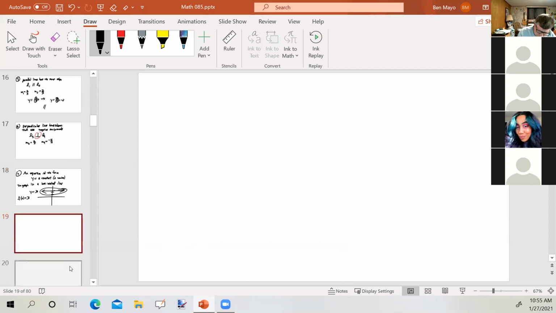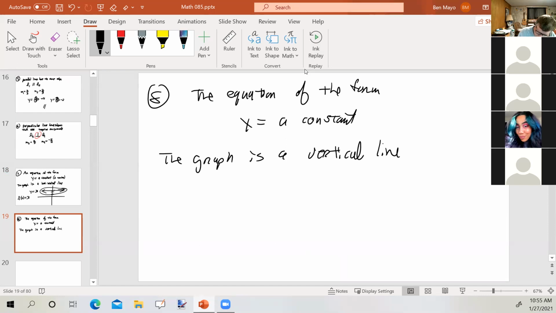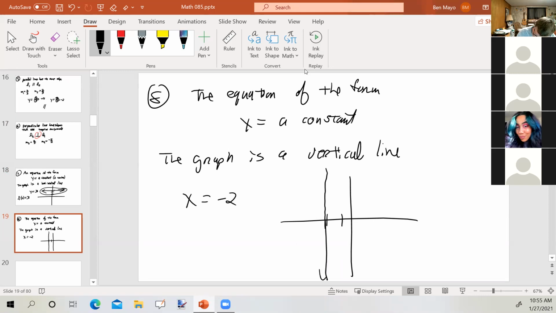Okay. Number 8, an equation of the form x equals a constant, the graph is a vertical line. So let's say you've got x equals -2. That would look like a vertical line, x equals -2. You couldn't write that as a function because y isn't in the equation. All right, that's 8.